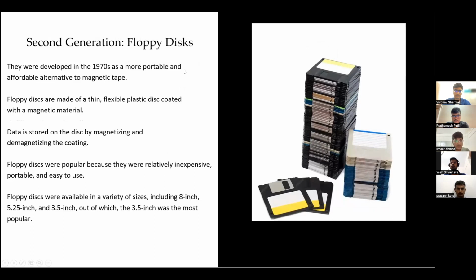The second generation includes floppy disks. They were developed in the 1970s as a more portable and affordable alternative to magnetic tape. Floppy disks are made of thin, flexible plastic discs coated with magnetic material. Data is stored on the disk by magnetizing and demagnetizing the coating.